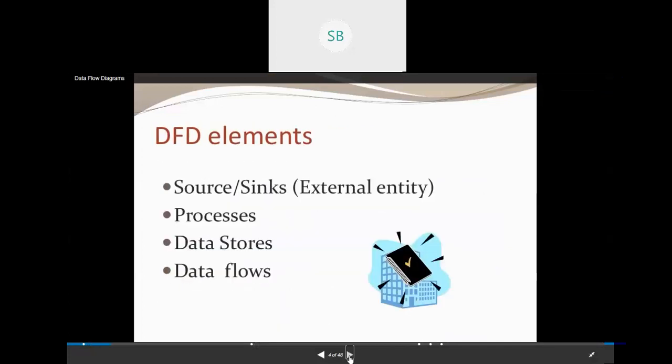So these are the DFD elements. By the way, this is the slide I have not created. I am just using it from SlideShare. I'll be sharing it because it's good enough. So in DFD, there are four elements.